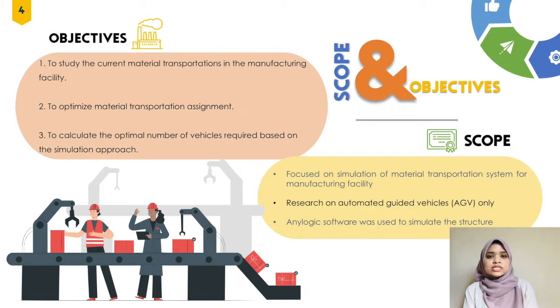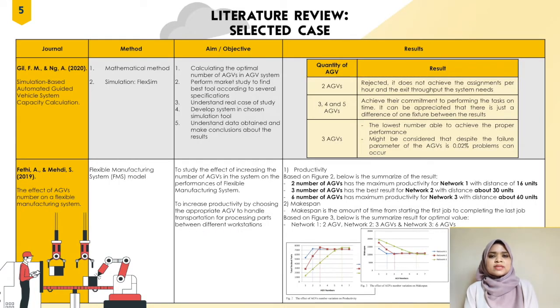The scope for this project will mainly focus on the simulation of material transportation system for manufacturing facility, research on automated guided vehicles only, and analogic software used to simulate the structure. The first case used mathematical method and FlexSim software. The objective is calculating the optimal number of AGVs. The other objective is to develop the system in the chosen simulation tool.